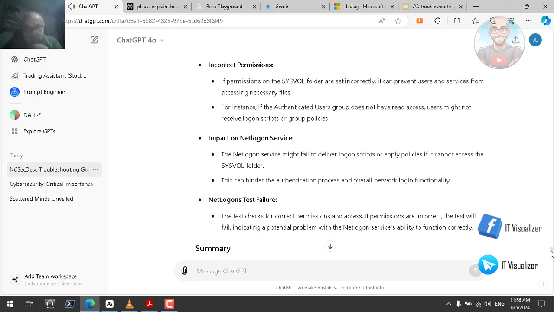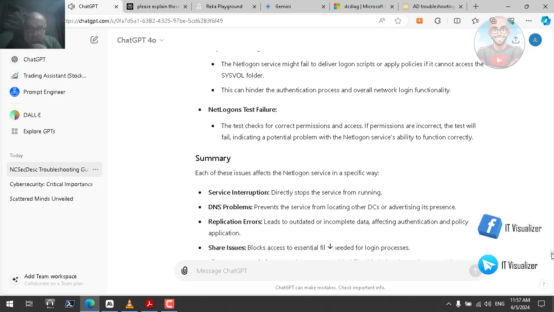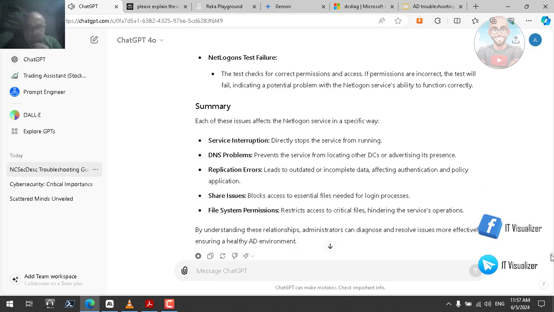Impact on Netlogon service: the Netlogon service might fail to deliver logon scripts or apply policies if it cannot access the sysvol folder. This can hinder the authentication process and overall network login functionality. Netlogon test failure: the test checks for correct permissions and access. If permissions are incorrect, the test will fail, indicating a potential problem with the Netlogon service's ability to function correctly.